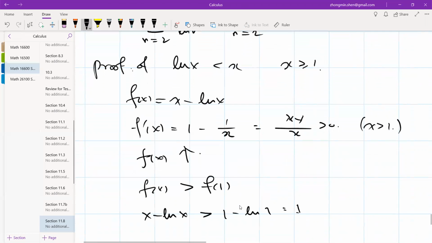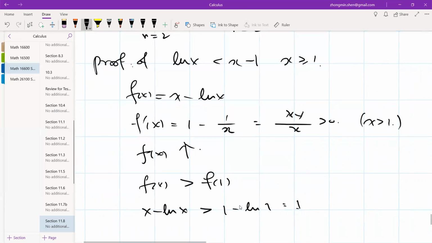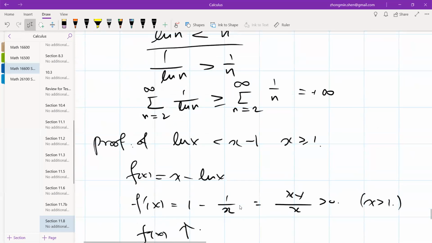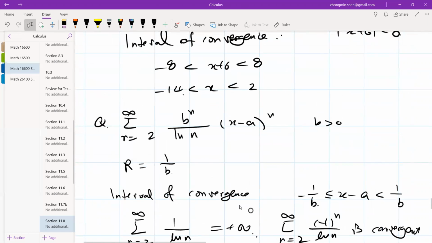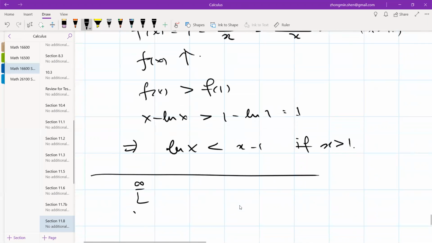Not only that, you can do even better. You can even prove that natural log x is less than x minus 1 for x greater than 1. Okay, now we've proved that, so let's go back to the problem. Why is the radius of convergence 1 over b? Let's go back to this problem.